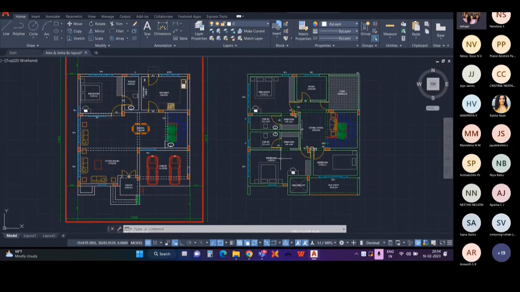So I have completed the column layout positioning. I think you have understood. Does anyone have any doubts?